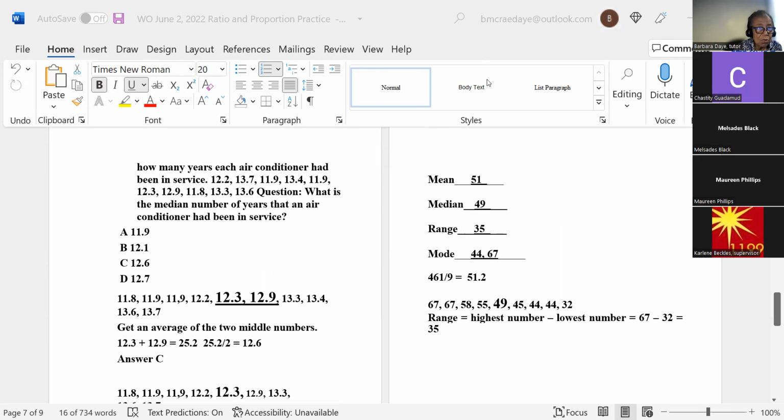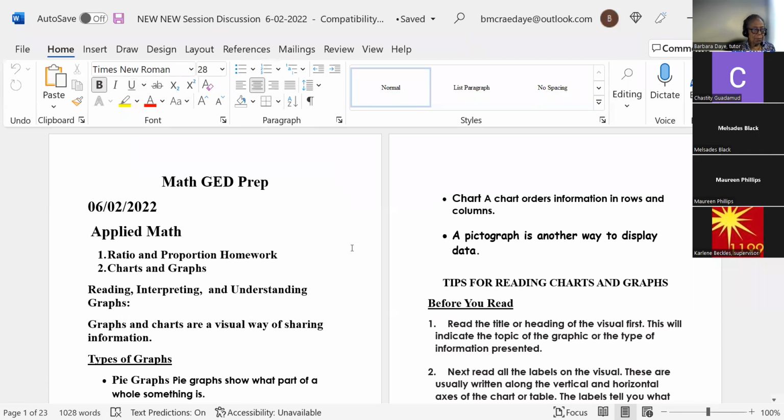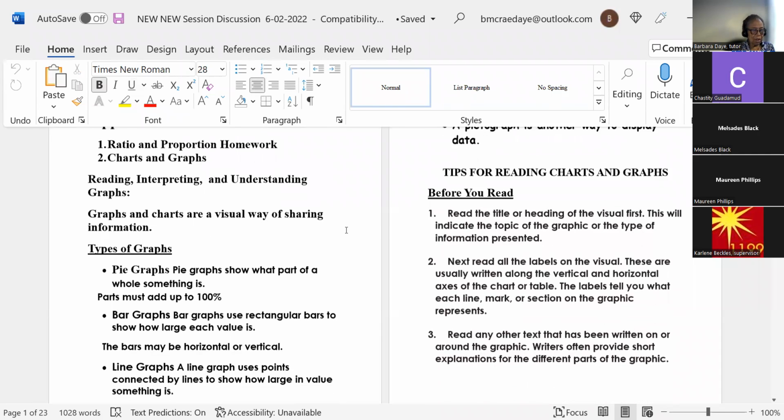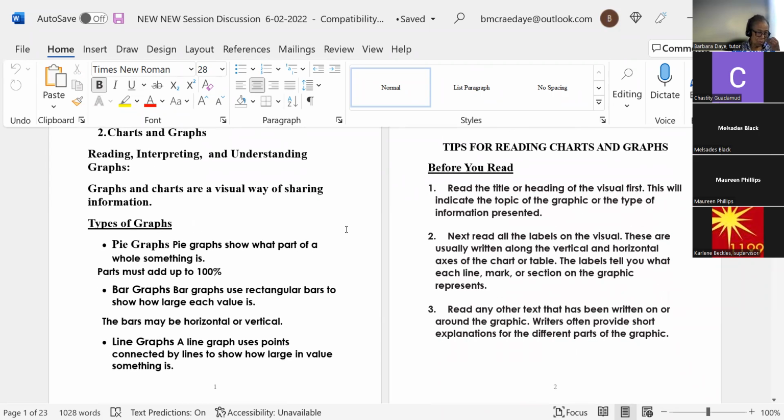All right, let's go to a new share. Now I just want to look at types of graphs, just kind of introduce some of them you're familiar with. What do you think a pie graph is, Mercedes? It's like a circle. Yes, that's right. It's a circle, and your parts add up to 100%. What about a bar graph?